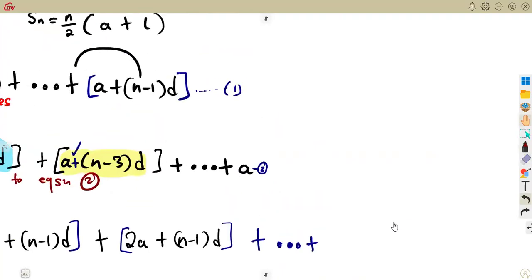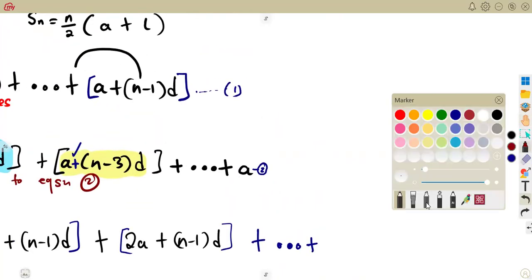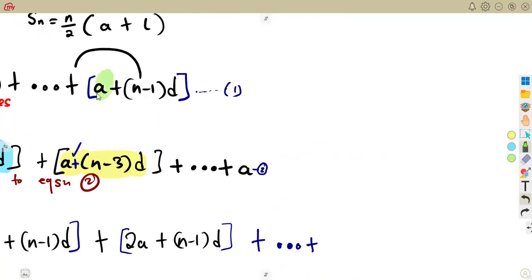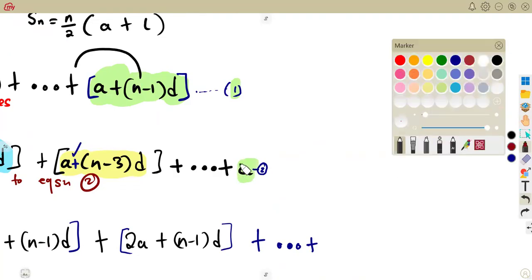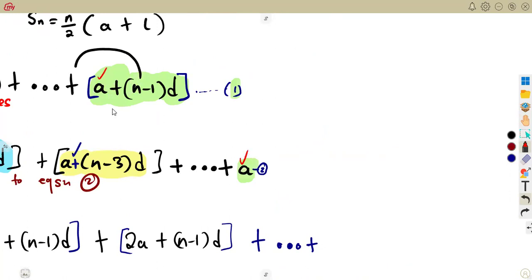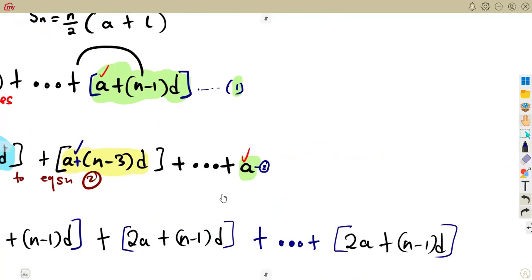So let's see, guys, what we have. Remember, from the sequence we are given, the last term from the first equation is this, and the last term here is a. If you add, the only part we're going to add is the a and the a. So a plus a gives us 2a. The rest remains as it is, n minus 1 times d, which is the same as what we had before.